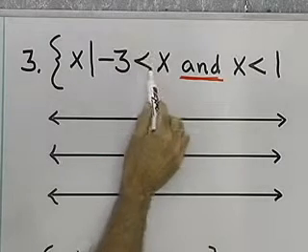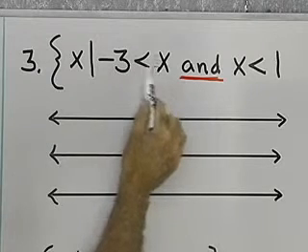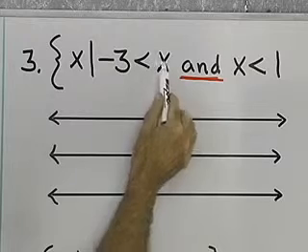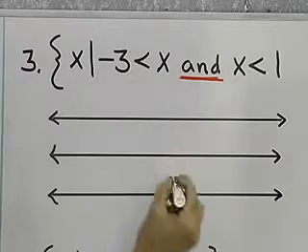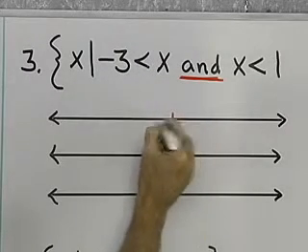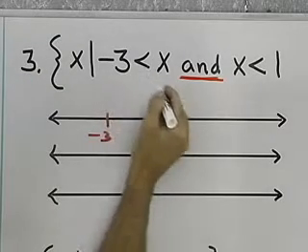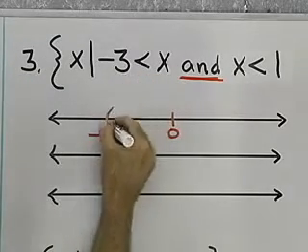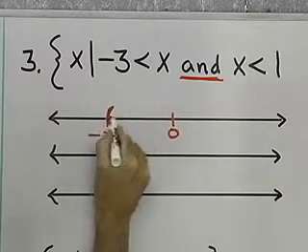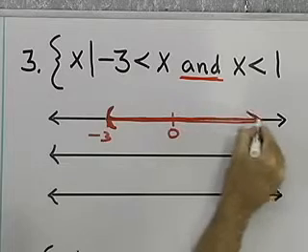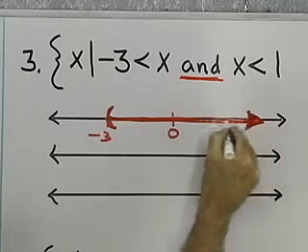So remember, the inequality symbol always points to the smaller of the two quantities being compared. So -3 less than x is the same as x is greater than -3. I'll put in 0 for reference, put in -3 down here. I want everything up above -3, but not including -3, so I use my parenthesis like that. And I'll draw in all the numbers that are greater than -3, but not including -3.